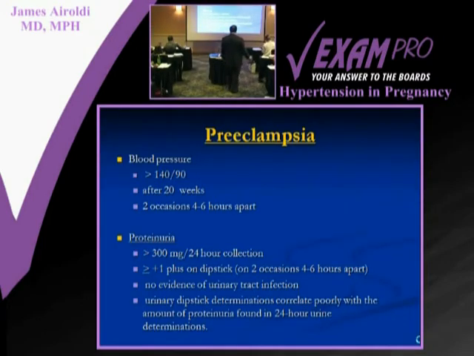Preeclampsia, I think we all know this definition, but let's just go through it. Blood pressure 140/90, either or after 20 weeks, not at 18 weeks. 2 occasions, 4 to 6 hours apart. I use 6 predominantly. Protein greater than 300 in a 24-hour urine collection, greater than or equal to 1+ dip, and that can be on 2 occasions, 4 to 6 hours apart, with no evidence of urinary tract infections. We know that dipped urine correlates poorly with the amount of protein in the 24-hour urine collection.